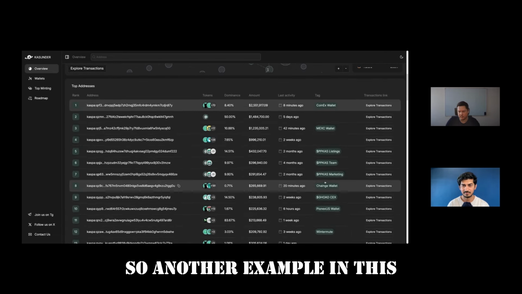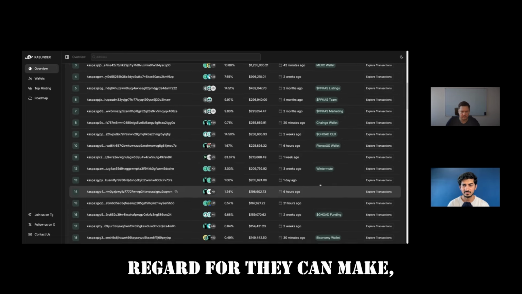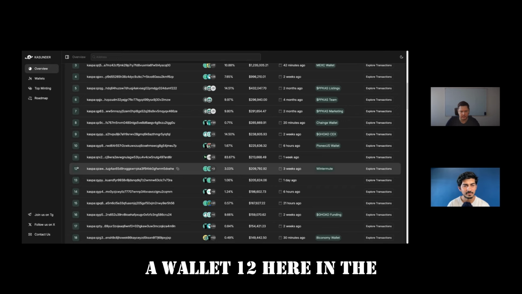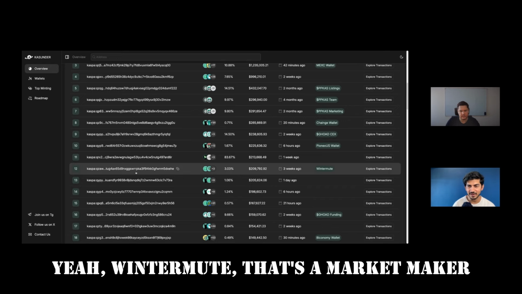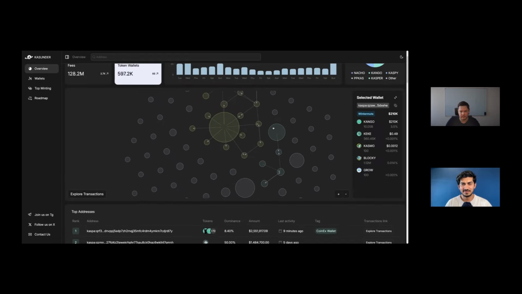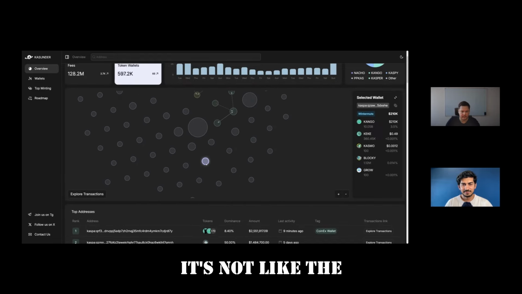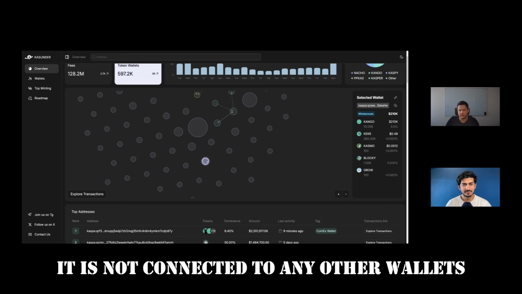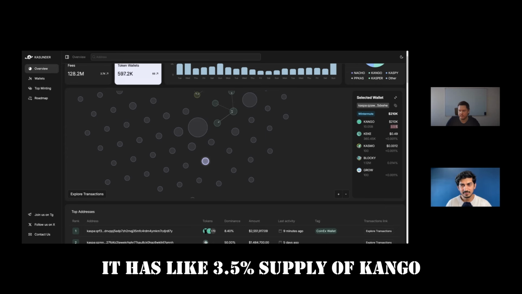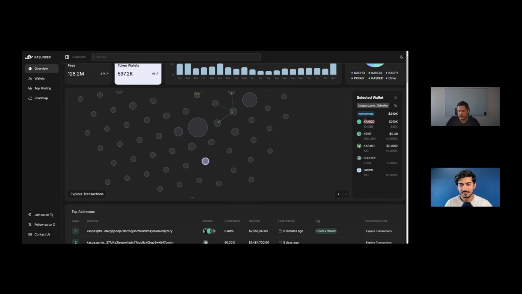So another example in this regard: we have wallet 12 here, which is Wintermute. That's a market maker. If we go to this wallet, it's not the biggest wallet in the system. It is not connected to any other wallets. But if you look at the allocations here, it has like 3.5 supply of Kango. So if it's truly the wallet of Wintermute.